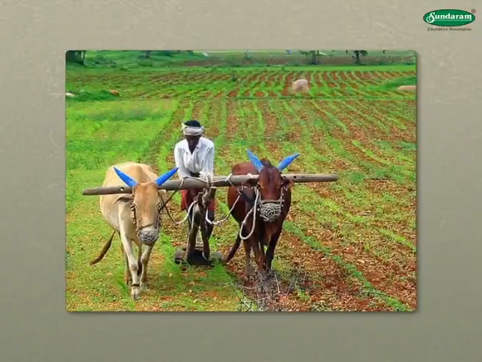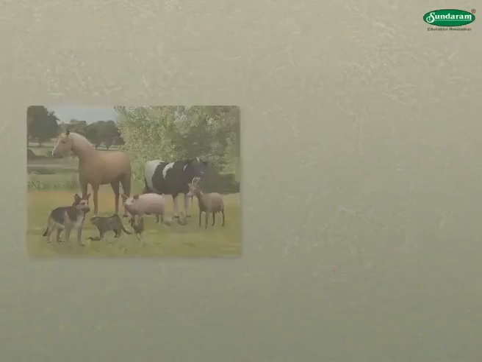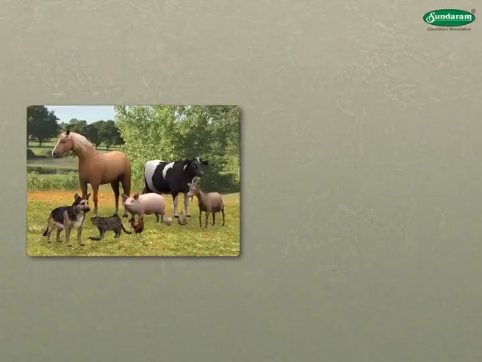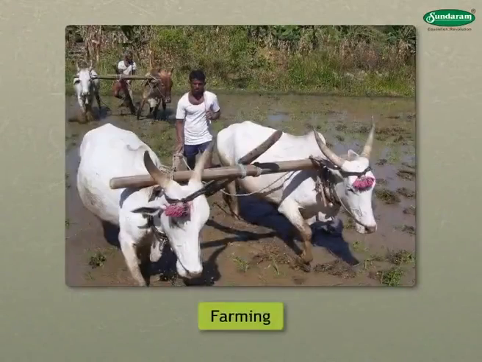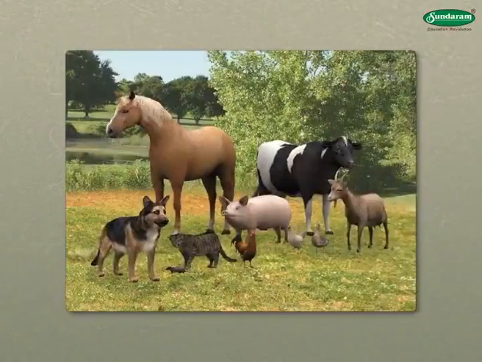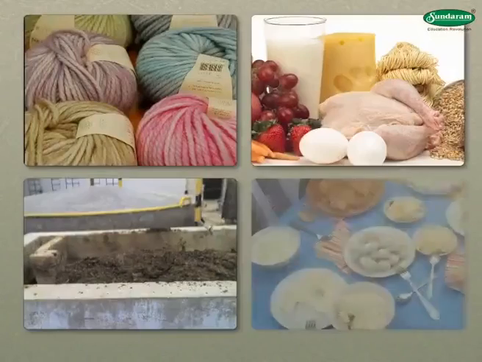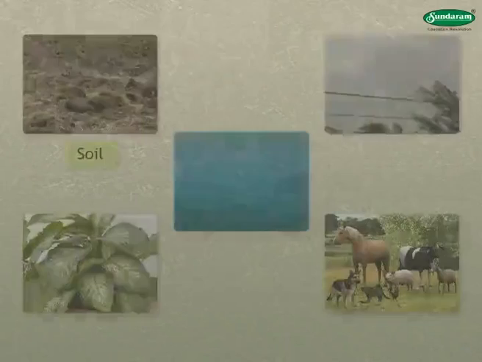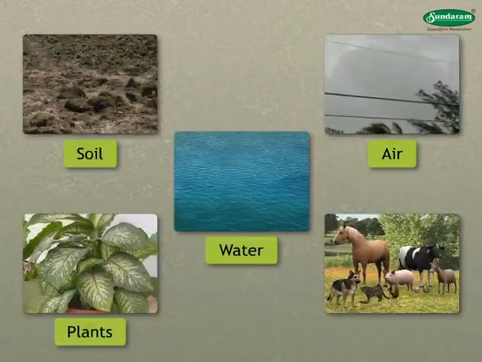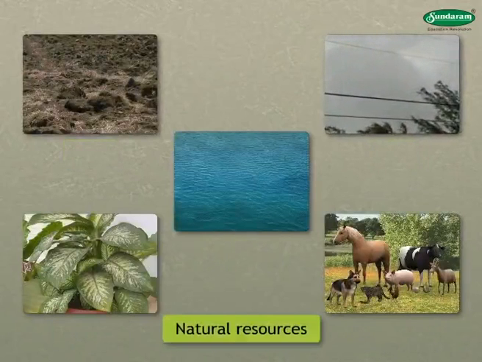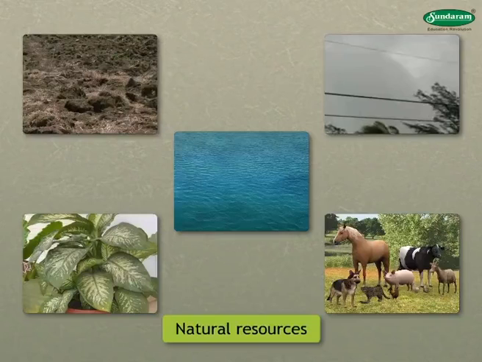We till land to grow food. We domesticate animals to use as food. They help us in farms, and each and every part of an animal is used for various purposes. Soil, air, water, plants and animals are called natural resources as we get them from nature.